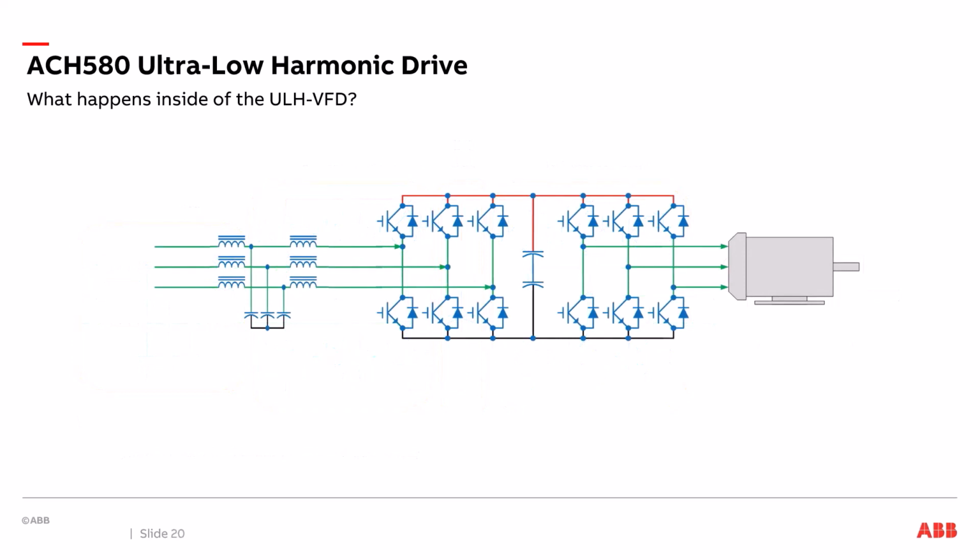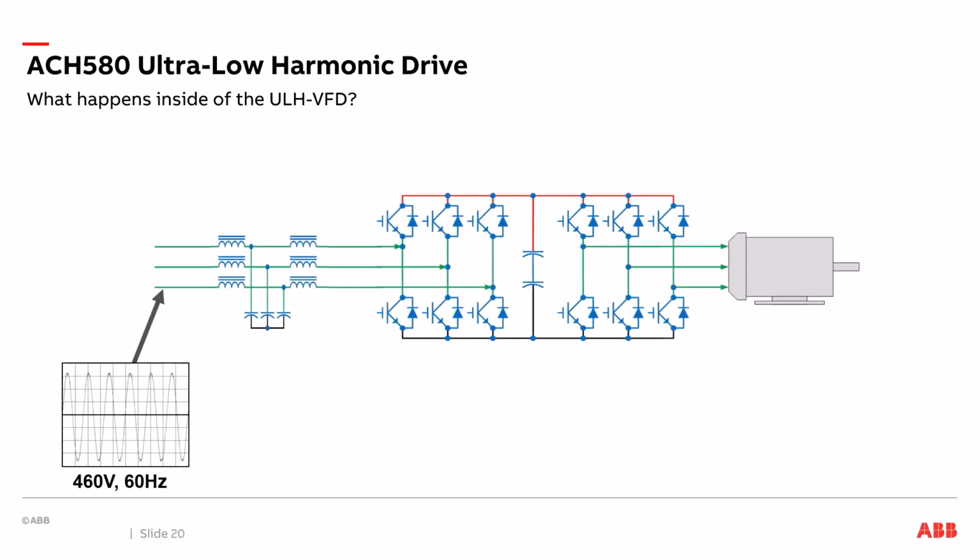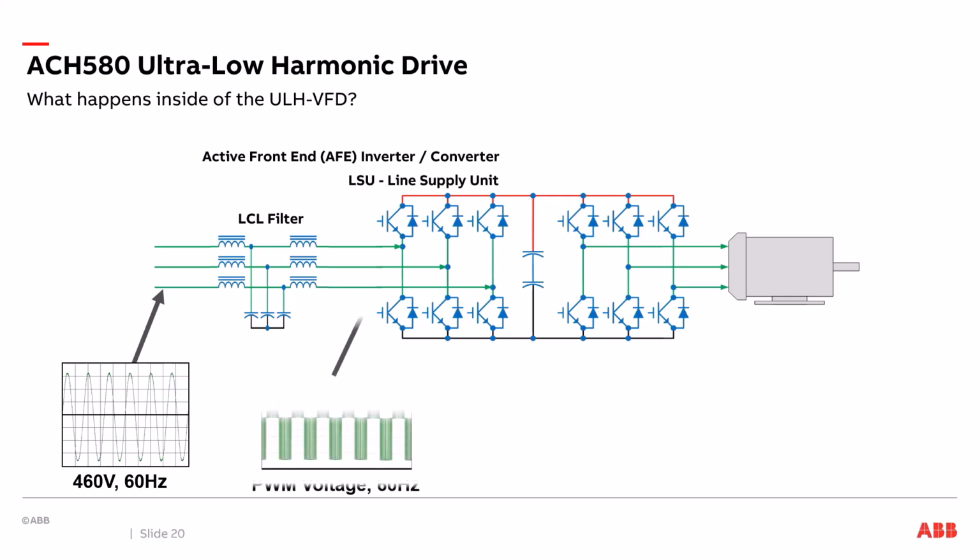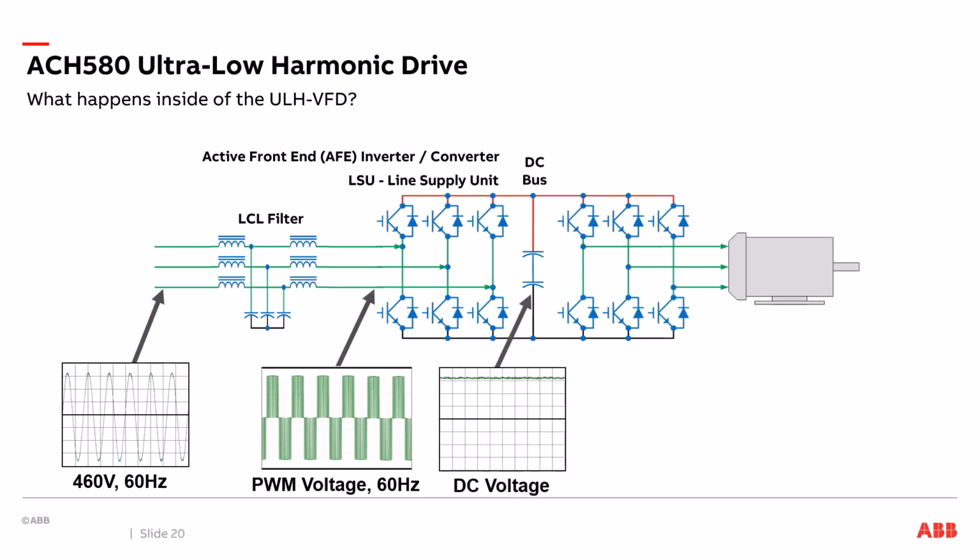Let's take a look at what happens inside the ULH variable frequency drive. We start off with a 460 volt, 60 Hz line. The active front end inverter converter consists of an LCL filter and an LSU, line supply unit. The line supply unit uses IGBT technology to create a pulse width modulated voltage at 60 Hz. This pulse width modulated voltage is used to determine what the charge will be on the DC bus. The DC bus is charged up to a DC bus voltage. That voltage is maintained by the line supply unit.